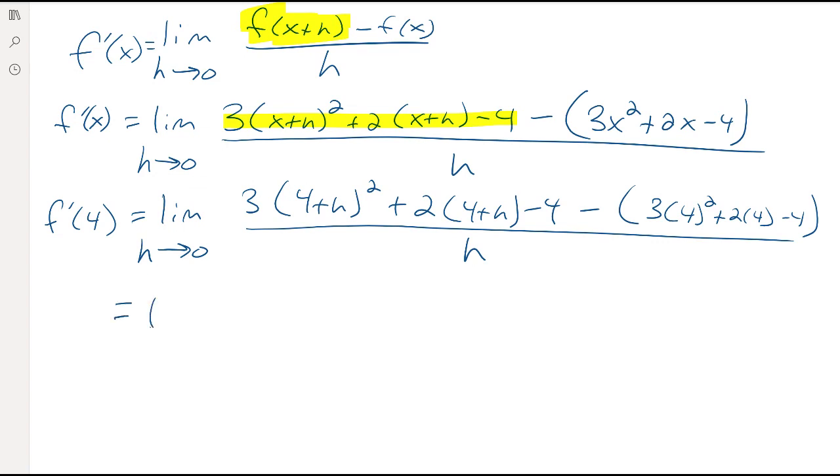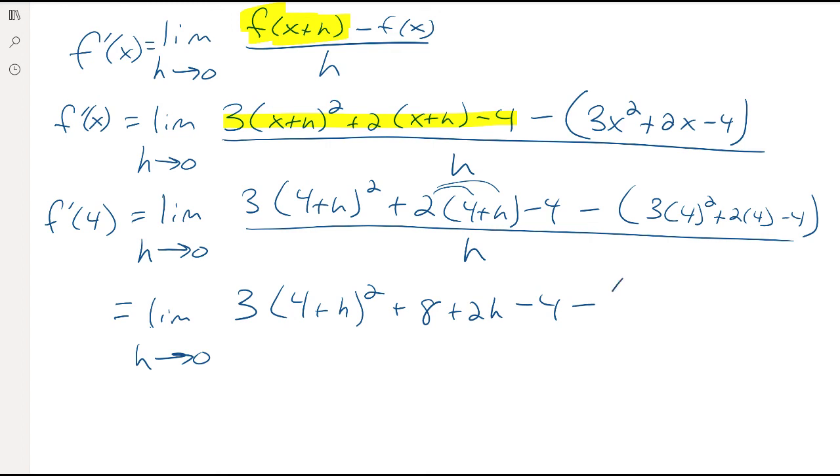Okay. Once again, your homework is pretty particular. That's why I think these videos are helpful. So it turns out that your homework, they do not expand or FOIL out this 4 plus h squared. So they're going to leave that alone. But what they're going to do is distribute that 2. So 2 times 4 gives us 8. So we have 8 plus 2h minus 4.